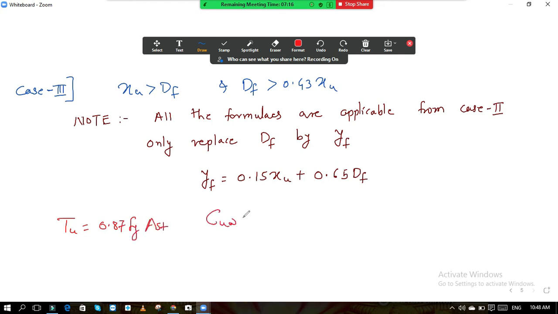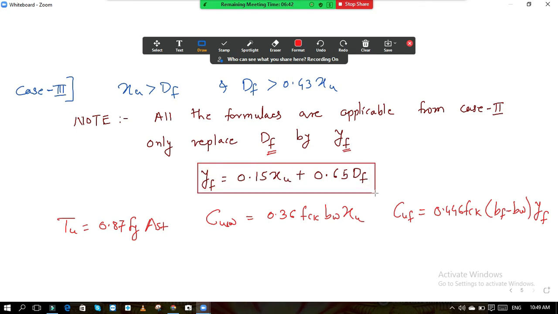Then CUW, for the web, it is 0.36 FCK BW into XU, it will remain as it is. Then CUF for the flange, it will become 0.446 FCK into BF minus BW. Into DF is there, so here replace your DF by YF. So I will multiply this term by YF, and by using the earlier formula, we are going to calculate the YF.